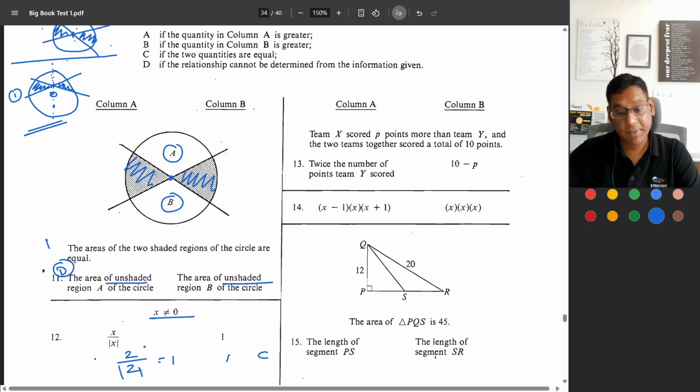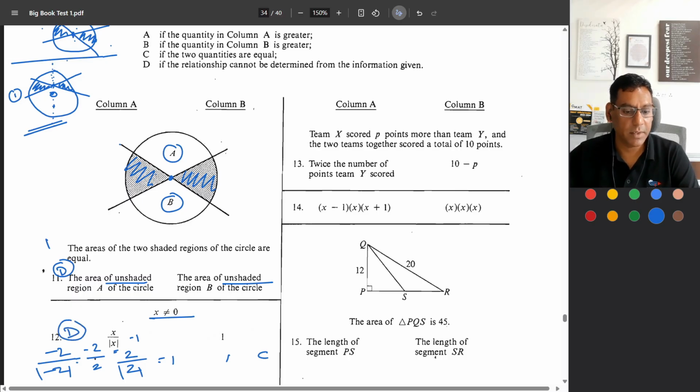Right. Let me take a negative number. Let's say minus 2 divided by modulus of minus 2. That means minus 2 by 2. That's going to be minus 1. Okay. The answer is going to be B. Okay, I don't get a definite answer, so the answer has to be D.